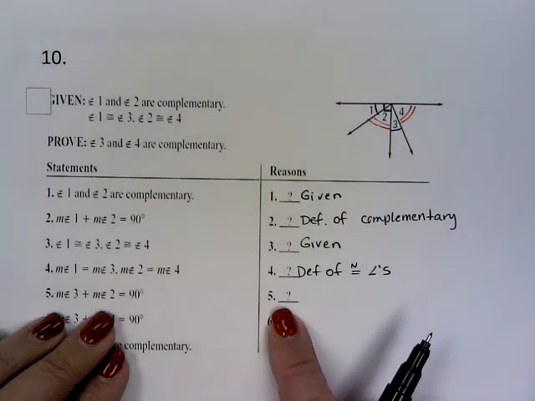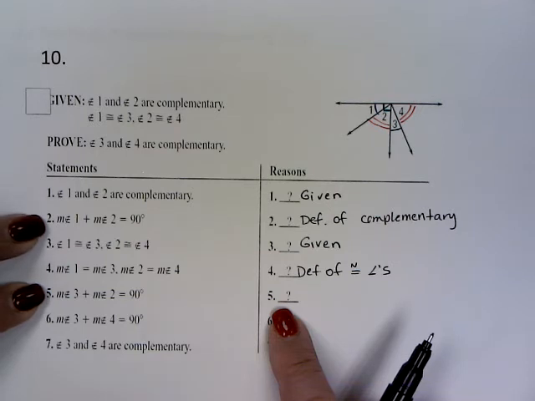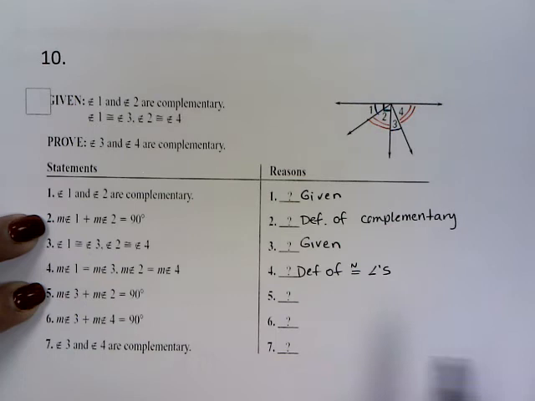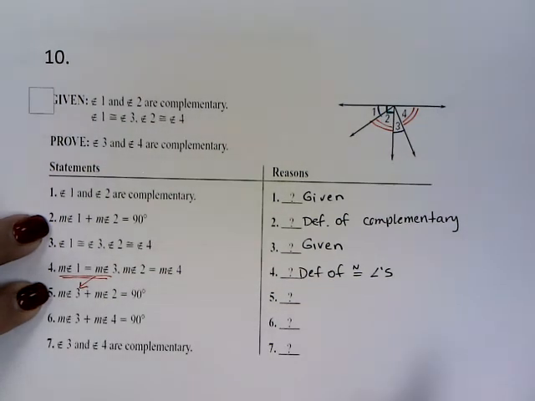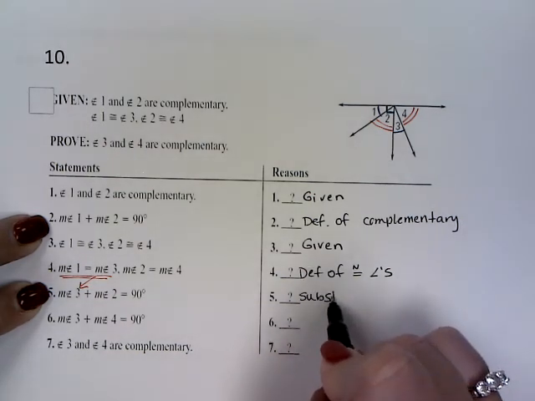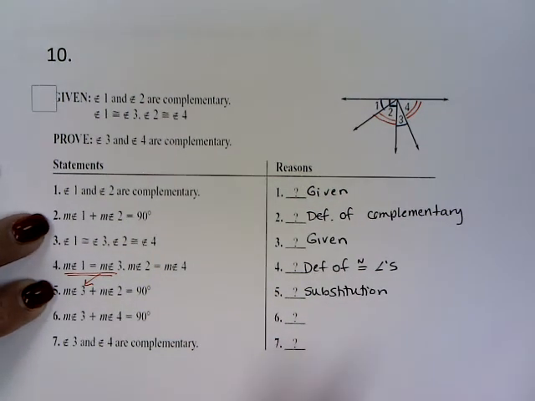All right, on number 5, it says the measure of angle 3 plus the measure of angle 2 is 90 degrees. Okay, what did we do? We had up here about the same thing. We had 1 and 2 is 90. Now we have 3 and 2 is 90. Oh, right here, we remembered those two are equal. So what did we do? We just substituted in 3 for 1. So it's the substitution property. Whenever you're substituting into an equation, it's substitution.